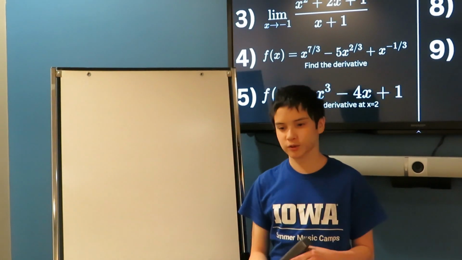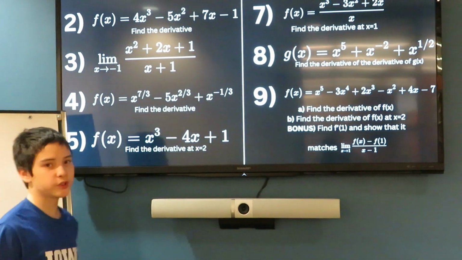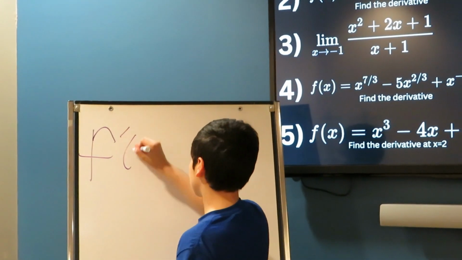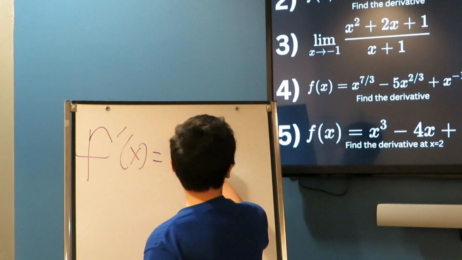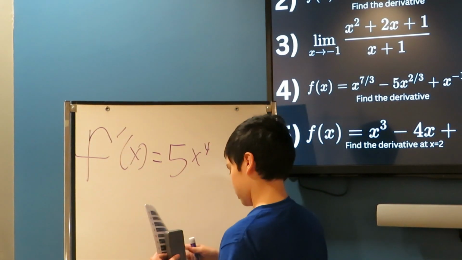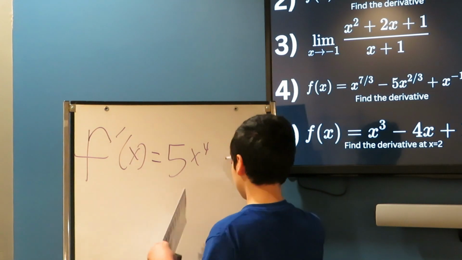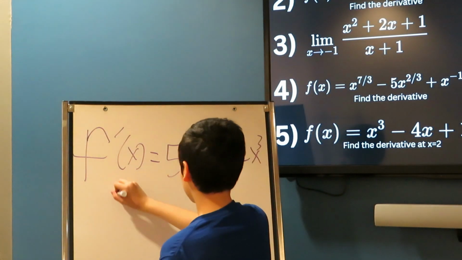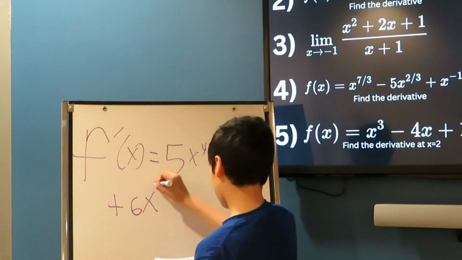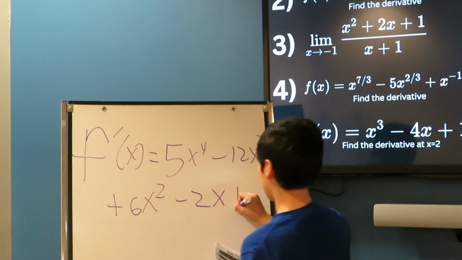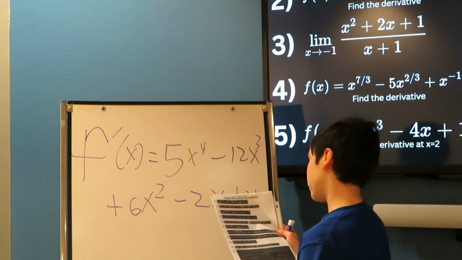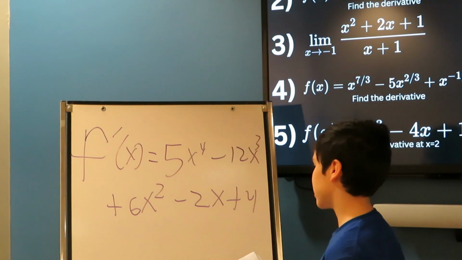Now let's look at the last question. For part A, we'll have to find the derivative of f of x. Now we just apply the power rule again. So we get 5x to the 4th minus 12x to the 3rd plus 6x squared minus 2x plus 4 for part A.